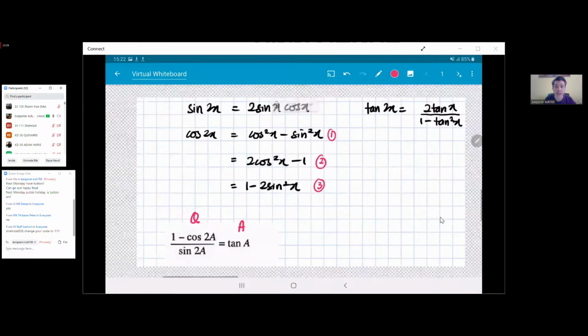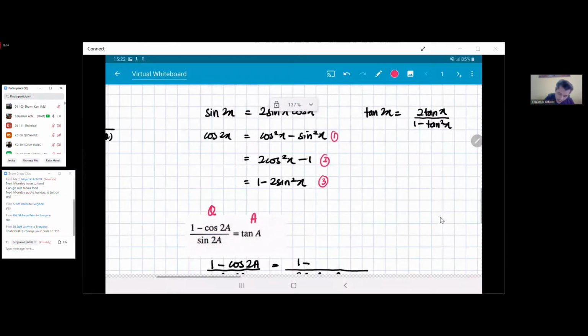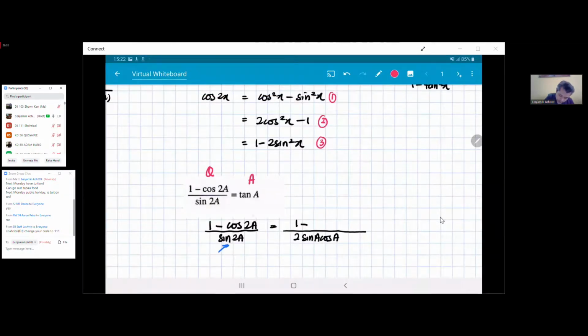Correct? Okay, so from these 3 formulas, how do I know what to replace the cos 2A with? Am I going to use number 1, or number 2, or number 3? What do you think? 1, 2, or 3? When you apply the double angle formula, there are also simple clues to look out for. Okay, number 1.